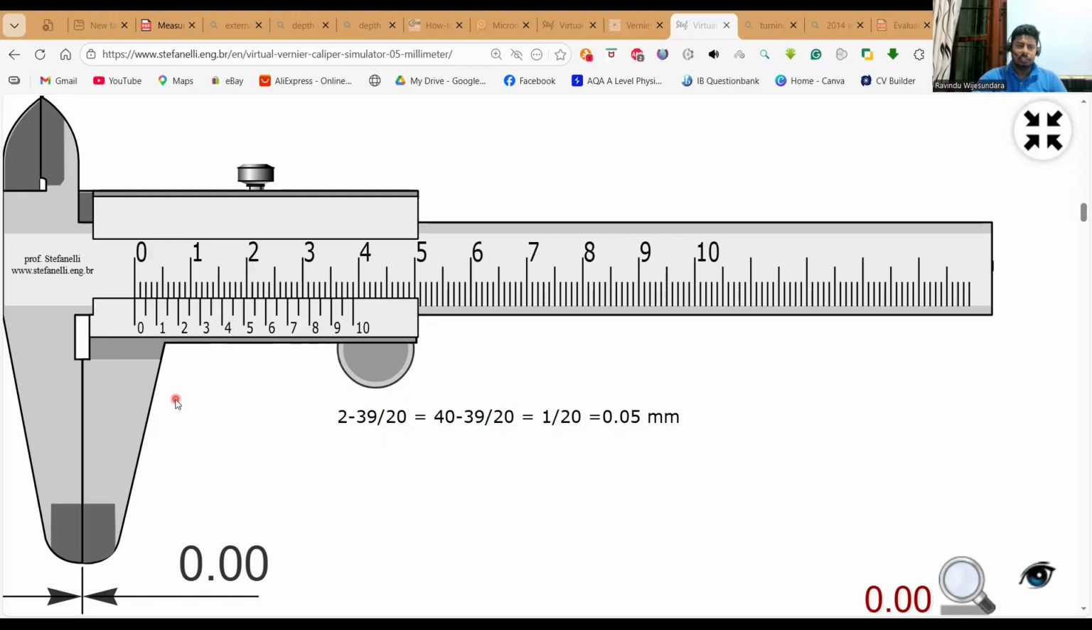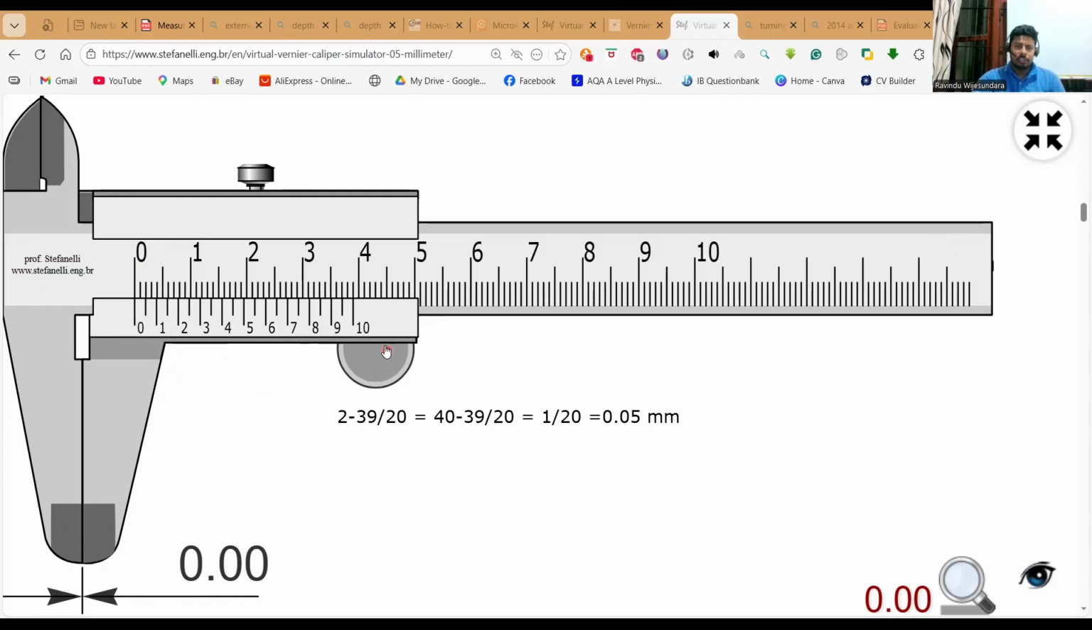As I mentioned earlier, this is the main scale. We will go into the details of the parts of a vernier caliper, but before that, we will understand the sliding movement and how it slides over the main scale. As I mentioned earlier, the millimeter marked scale is the main scale. And the second one is the vernier scale.